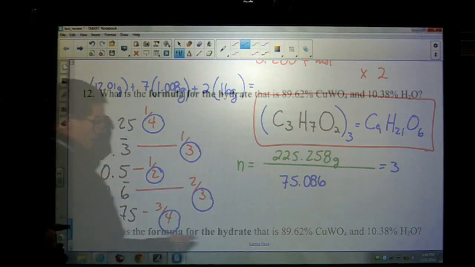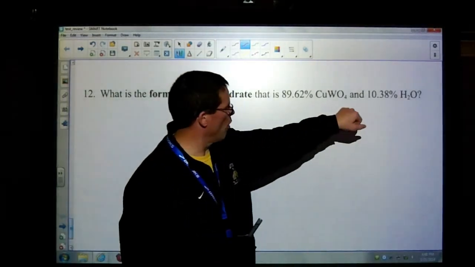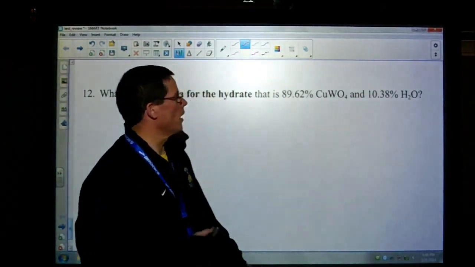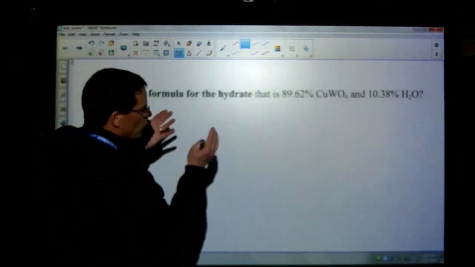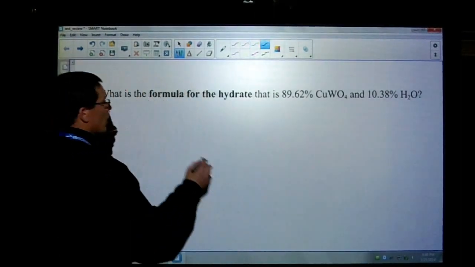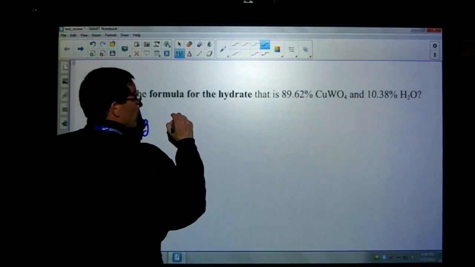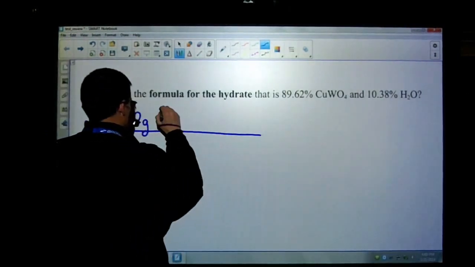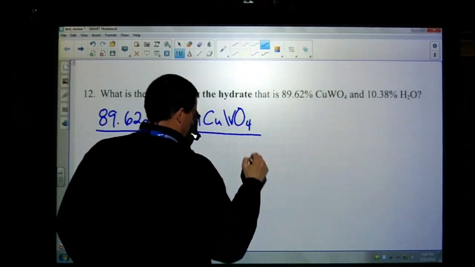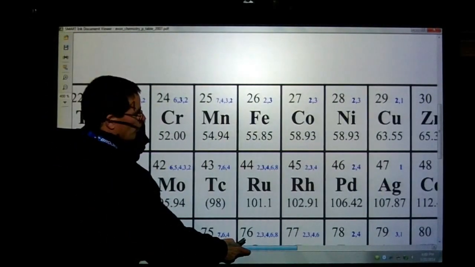One more question here. It asks, what is the formula for a hydrate that is 89.62% CuWO4? That's a copper tungstenate, and 10.38% water. So again, you have a 100 gram sample, change those percentages into grams, and find out how many moles you have. So 89.62 grams of this compound. So 1 mole of CuWO4. Copper I don't have memorized. Copper is over there. So copper is 63.55.